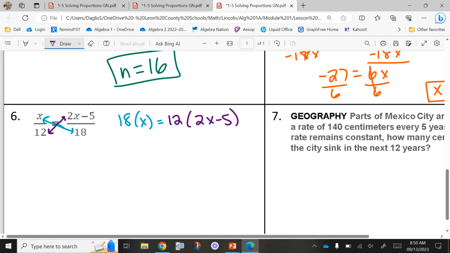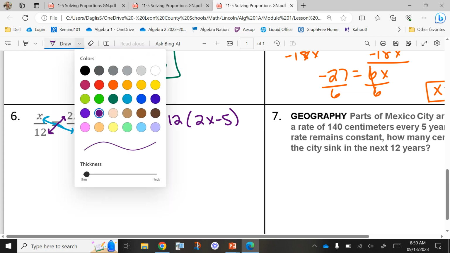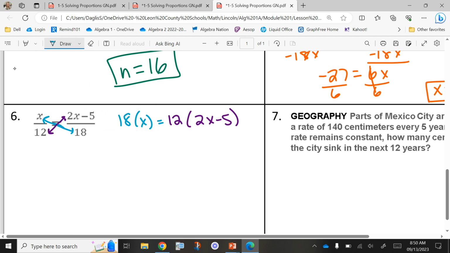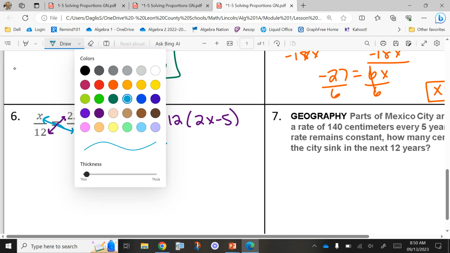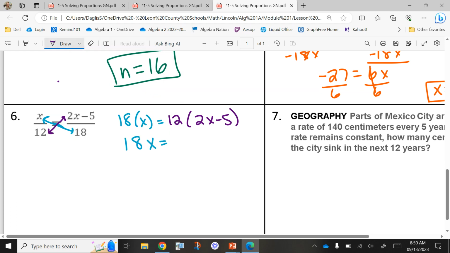Maybe I should do arrows. See how the arrows kind of make a cross? We're crossing over each other? Okay. So 18x is just 18x. Nothing. Oop, I forgot my x. 18x. There we go. Now my other side, we have grouping.